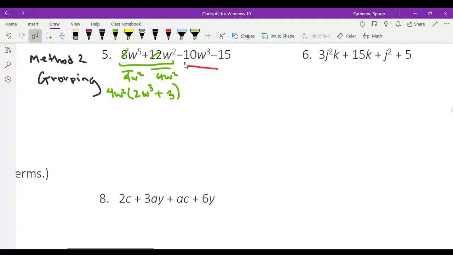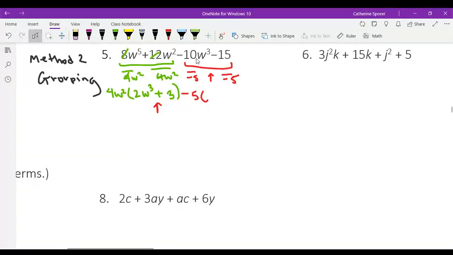Then we look at the last 2 terms, and we could take out a 5 from those coefficients, and we can't take out a power of W. One thing to think about is that all the signs in this first parentheses are positive, and the signs here are negative. So we also want to take out a negative 5 so that we can change the signs to match up with this parentheses. So we divide out a negative 5.